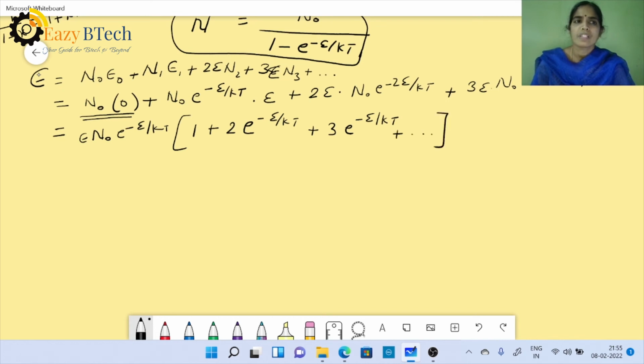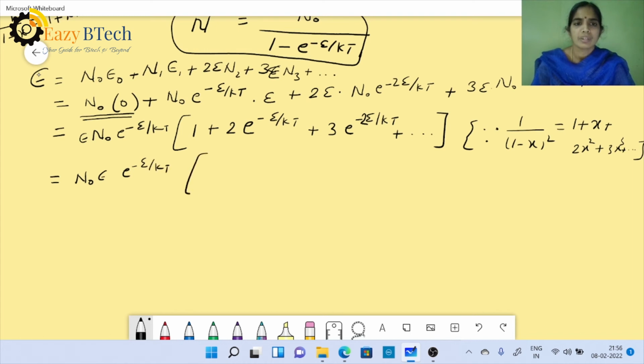So it is once again your generalized expression from your binomial expansion, 1 by 1 minus x whole square, wherein I can have it to be 1 plus 2x plus 3x squared plus so on. So now I'm having this expression rewritten as exponential minus E by kt into 1 by 1 minus e power minus E by kt whole square. 1 minus x whole square, no? So I'm having it as 1 by 1 minus x whole square.